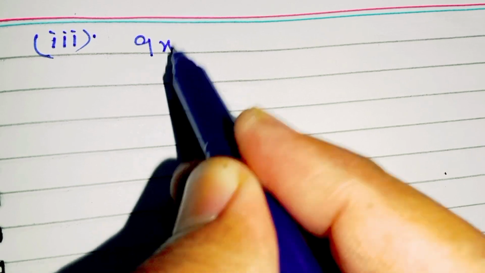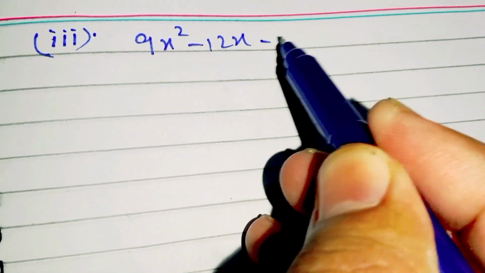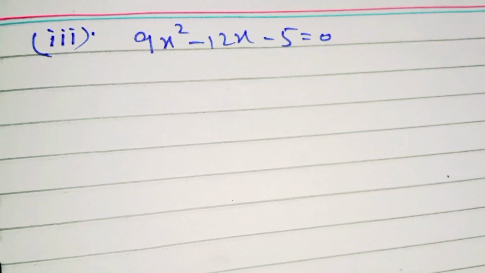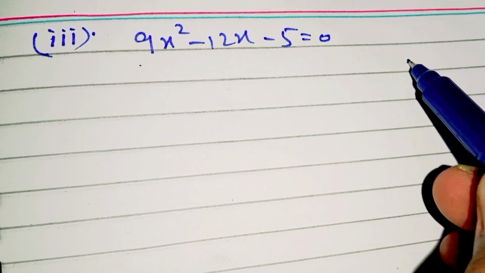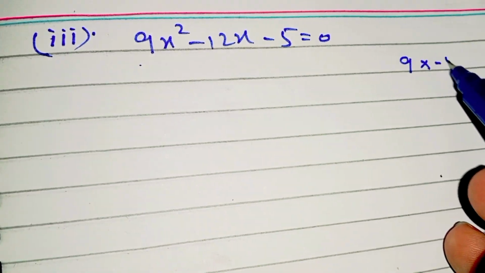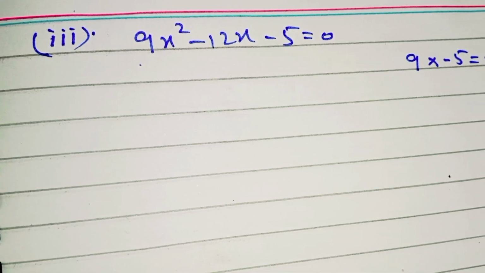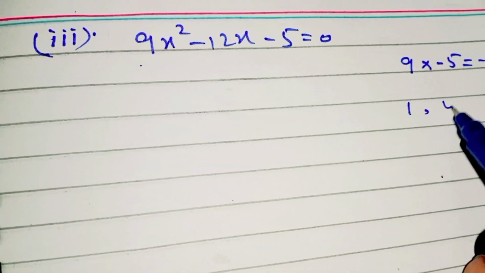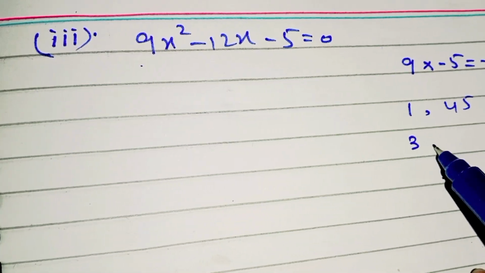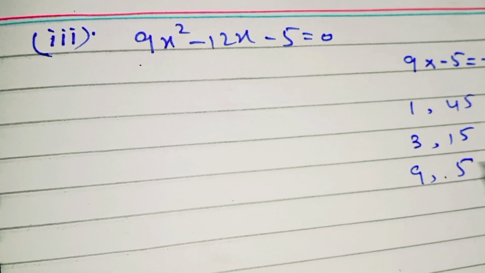Number 3 is 9x square minus 12x minus 5 is equal to 0. Since 9 multiplied by minus 5 is equal to minus 45. And the factors of 45 are 1 and 45, 3 and 15, 9 and 5.